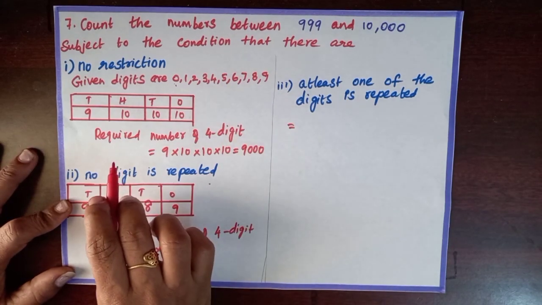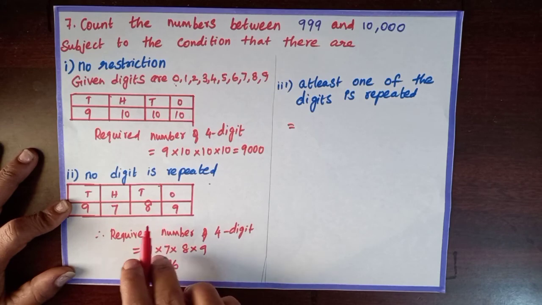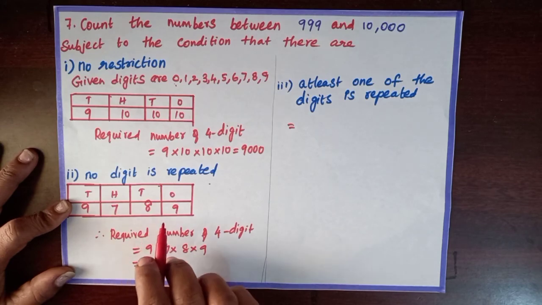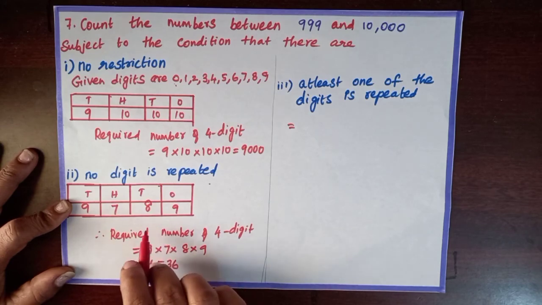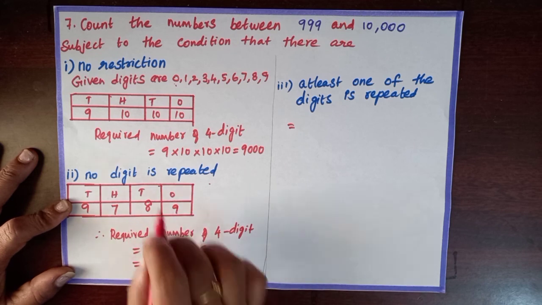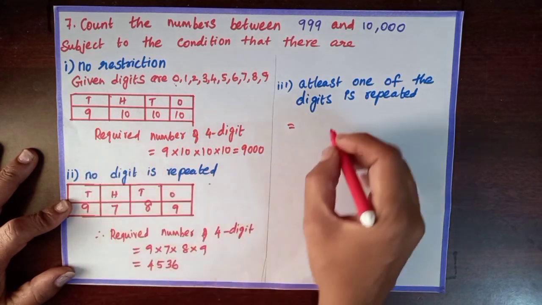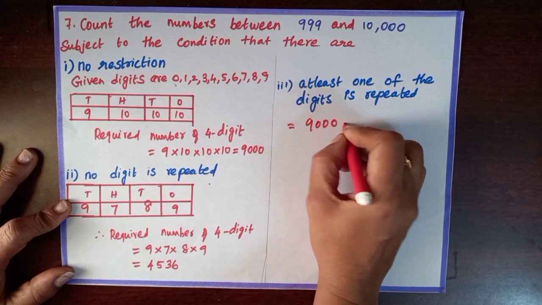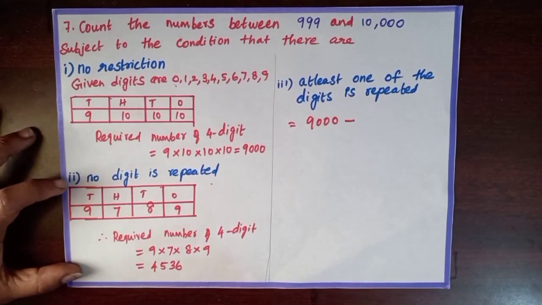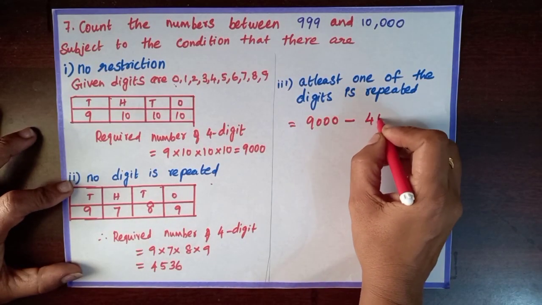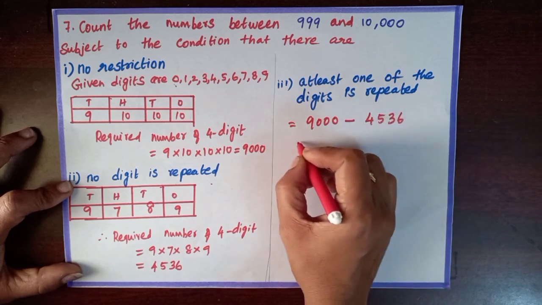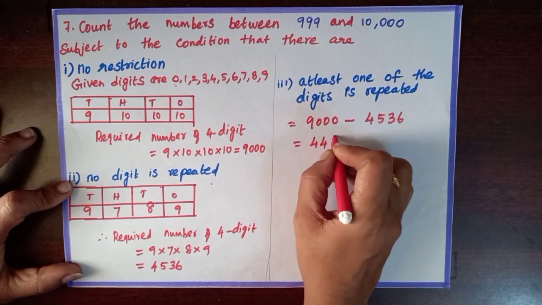Third subdivision is at least one of the digits is repeated, which is equal to the total number of 4 digit numbers minus the total number of 4 digit numbers when no digit is repeated. The total number of 4 digit numbers is 9000 minus 4536, which is equal to 4464.